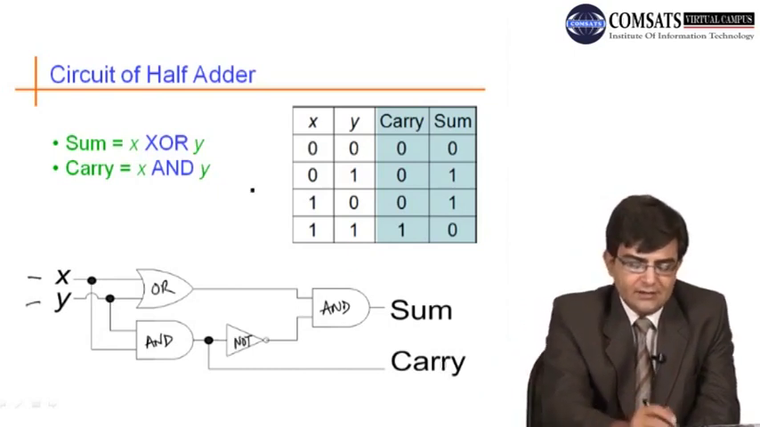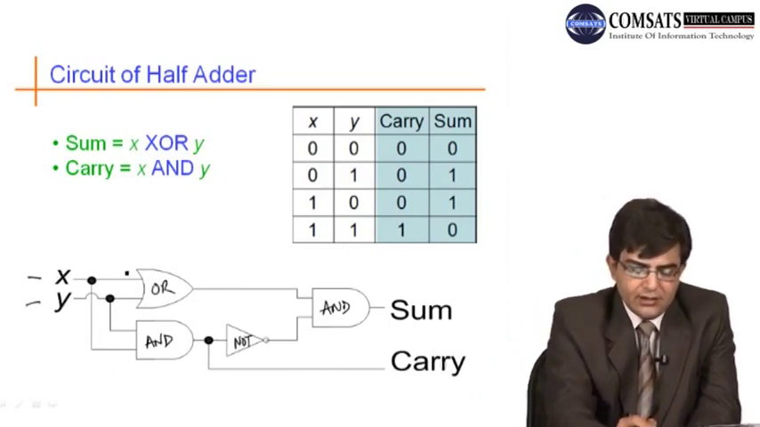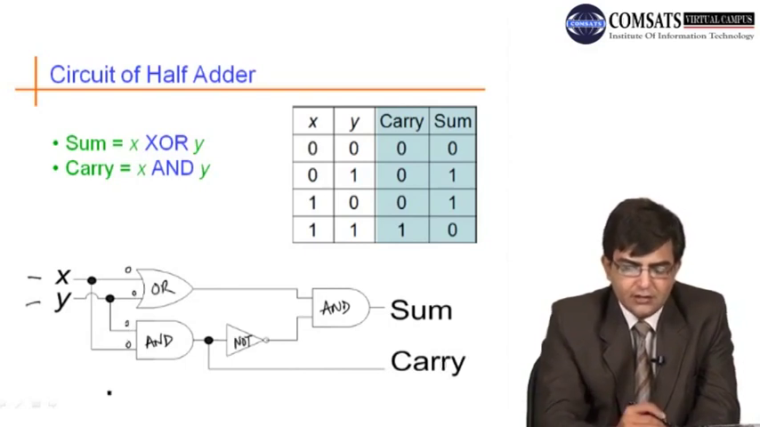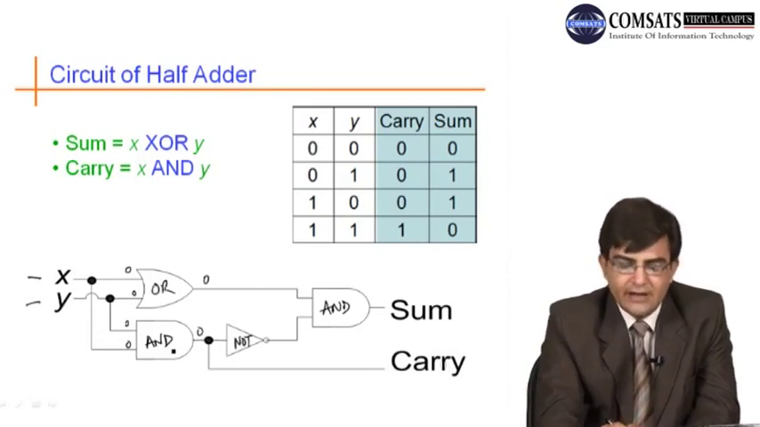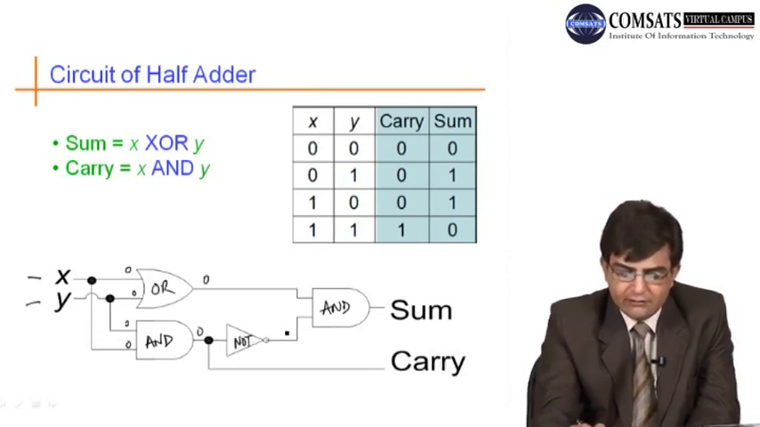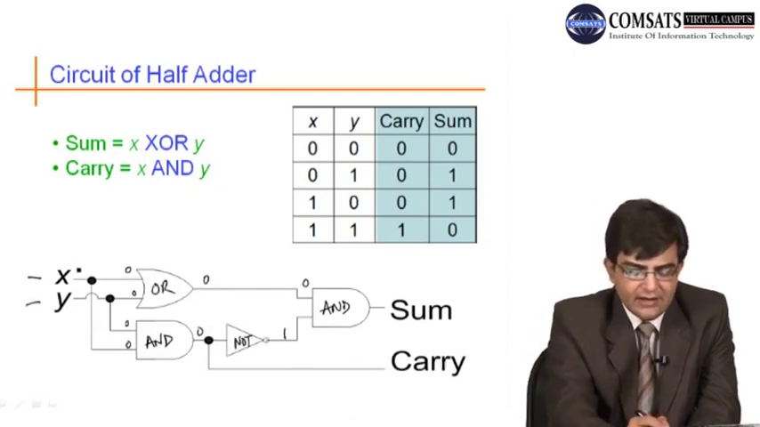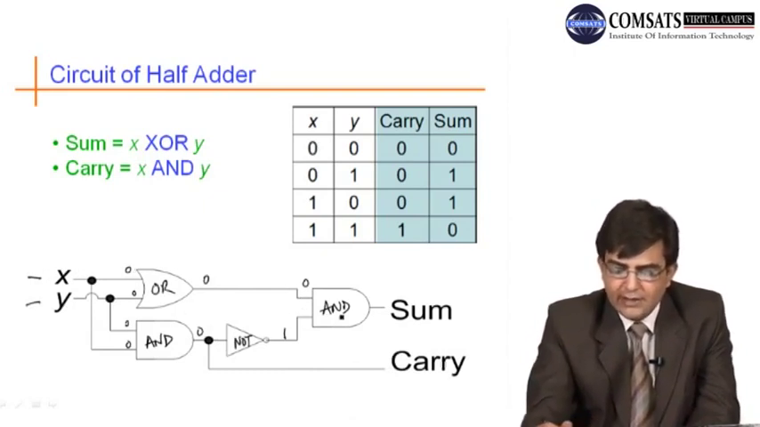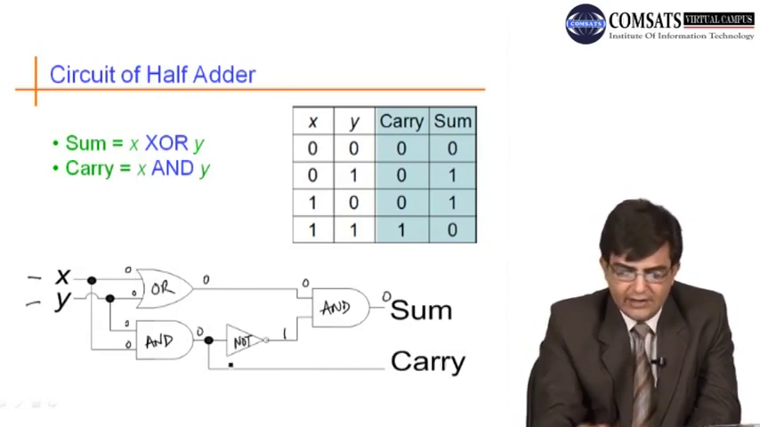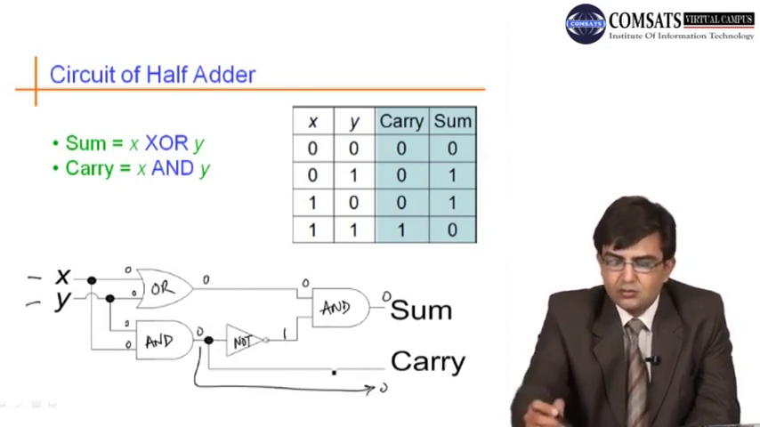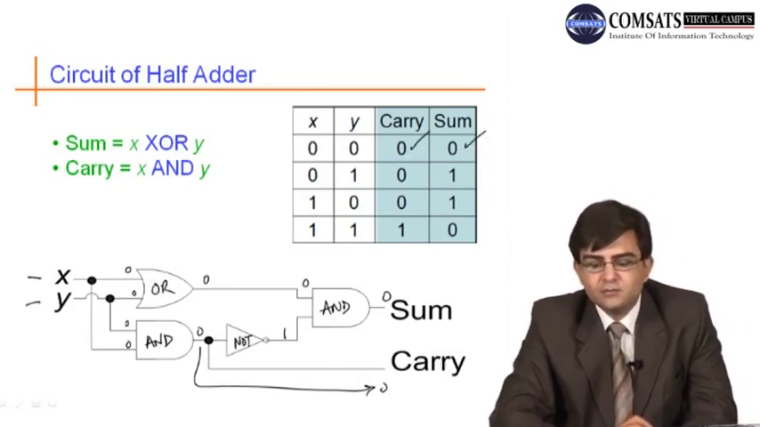When both X and Y are 0, we have 0 here, 0 here, and 0 here, because here we have OR, and here we have AND. We have NOT here, so we get 1 here, and 0 remains here, because here we have an AND gate. So when both X and Y are 0, we obtain sum as 0 and carry as 0.